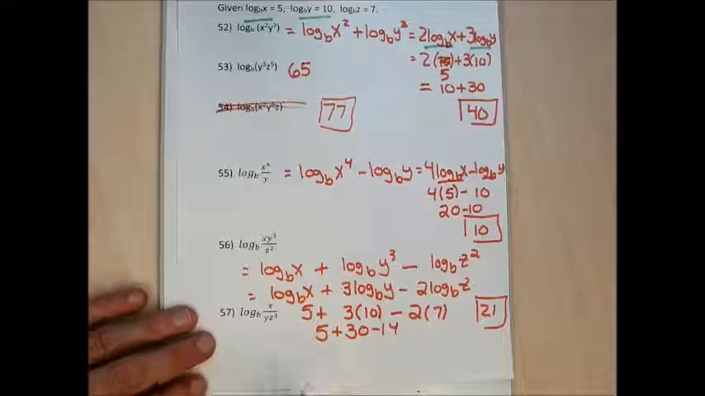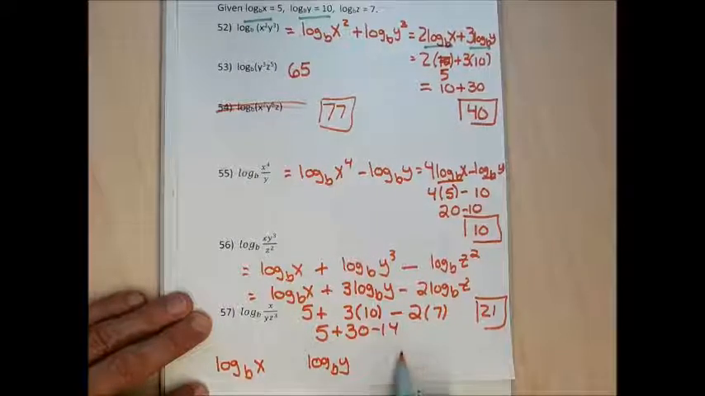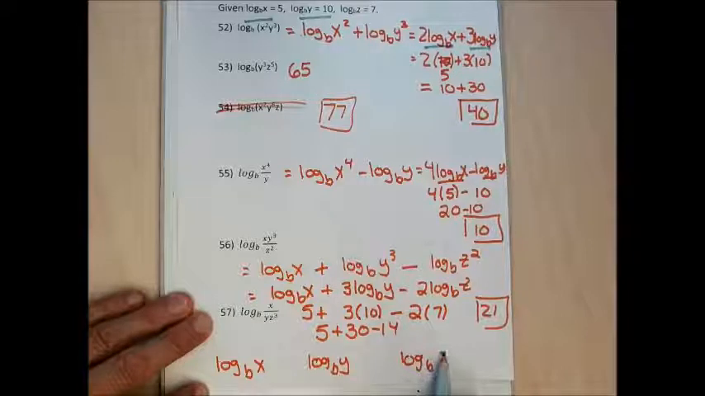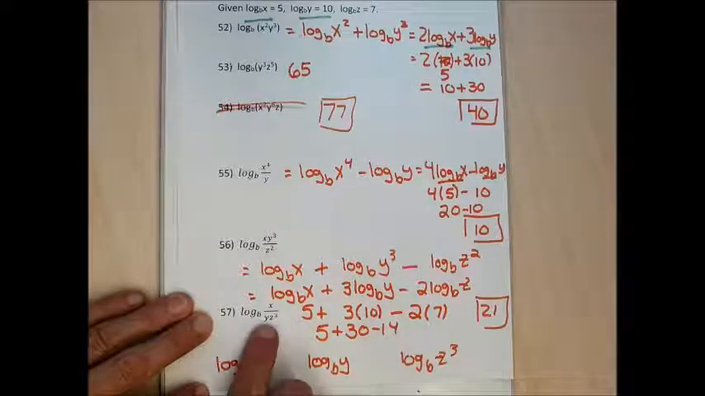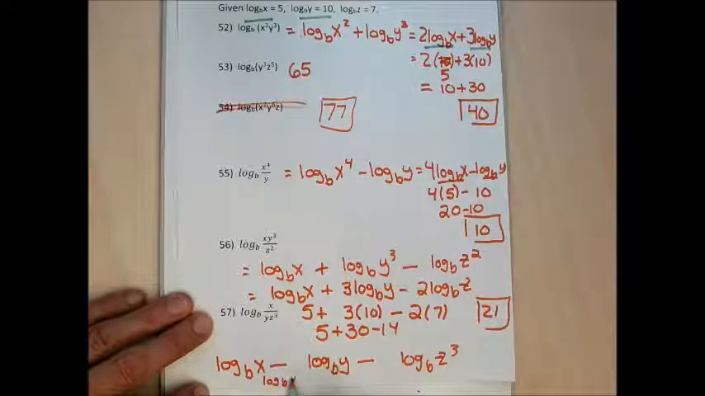When you go to do your problem 57, you're going to need to make 3 logs out of this. 1 logarithm for the x, 1 logarithm for the y, and 1 logarithm for the z cubed. And of course, because both the y and the z are buried in the denominator of the fraction, you're going to put minuses in front of those logarithms. And then, before you plug the numbers in place of the logarithms, for that last logarithm, because it has an exponent, you're going to drag the exponent out front and make it a coefficient.